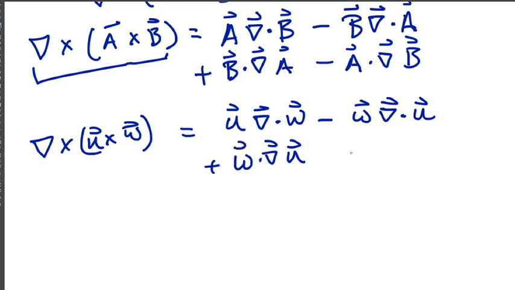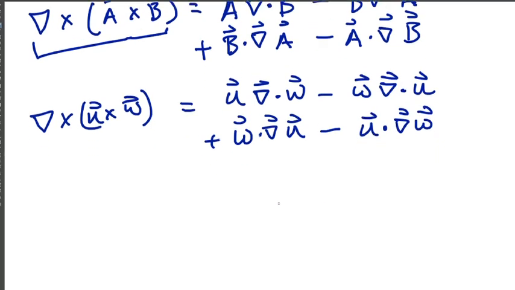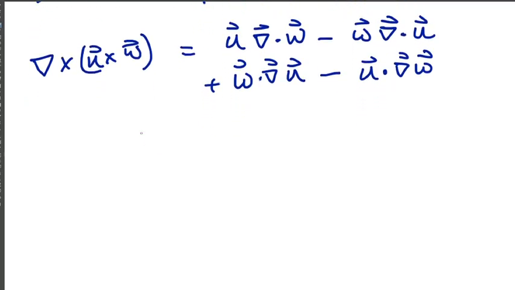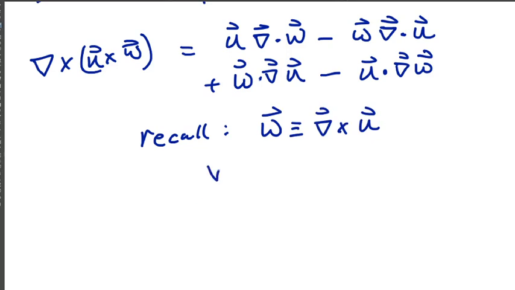Omega, and then we have minus u dotted into our gradient of omega. Okay. Now, one of these terms is 0 for all cases. Recall the vorticity is defined as being the curl of u, and we have our very first term here, the divergence of the vorticity. That is the divergence of a curl of a thing.